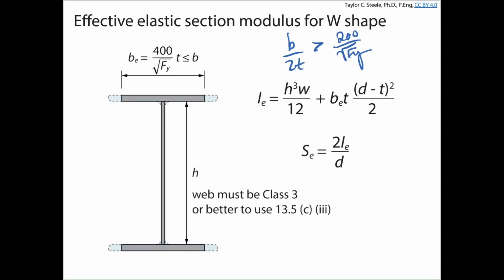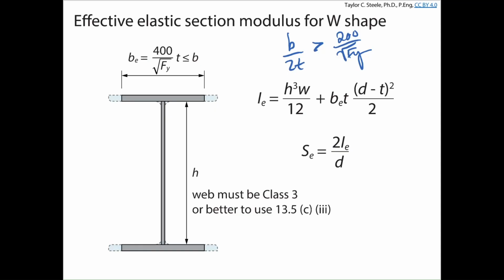Okay, I think for compression members, I said it was 2 times 200 over the square root of Fy times T. I've just put those together to make 400 over the square root of Fy times T. It's the same effective width. We're going to assume that the web at least meets class 3, and you have to check it, of course. But if it meets class 3, then we can use this approach. So basically what we're doing for compression members, we calculate an effective area. And we plug that into the compression resistance equation to get the compressive resistance.